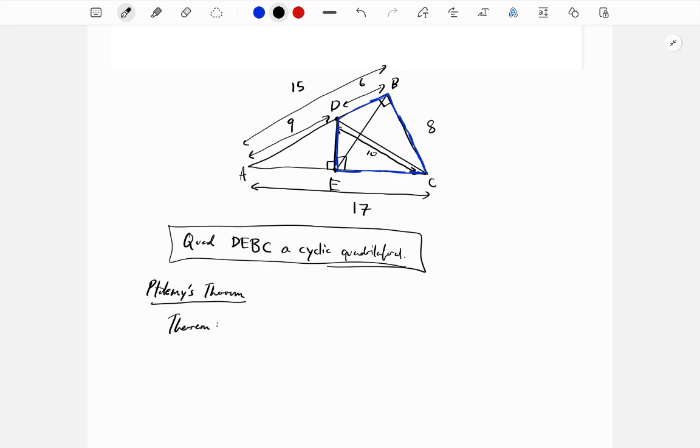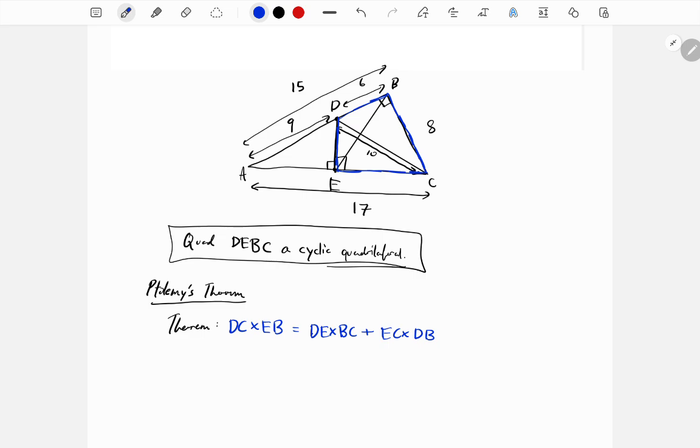It's probably because I haven't worded it very well, but let's take this as an example. This theorem states that the product of the diagonals, so in this case our diagonals are DC and EB, so we have that DC times EB is equal to the sum of the product of each pair of opposite sides. One pair of opposite sides is DE and BC, so this will be equal to DE times BC plus the product of the other pair of opposite sides, which is EC times DB.